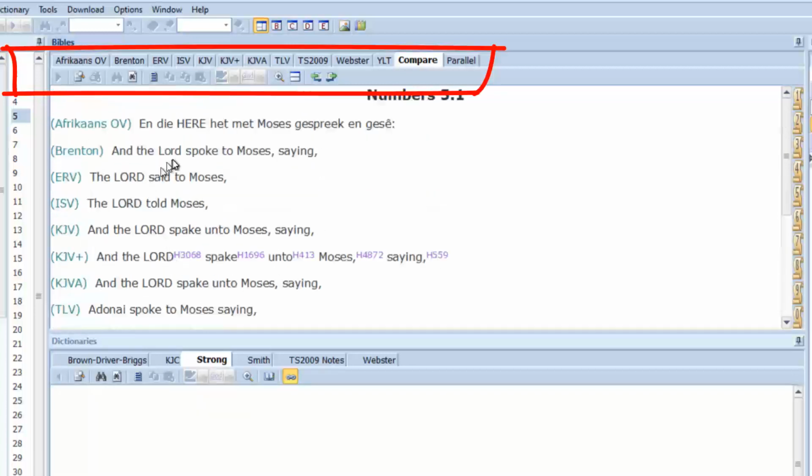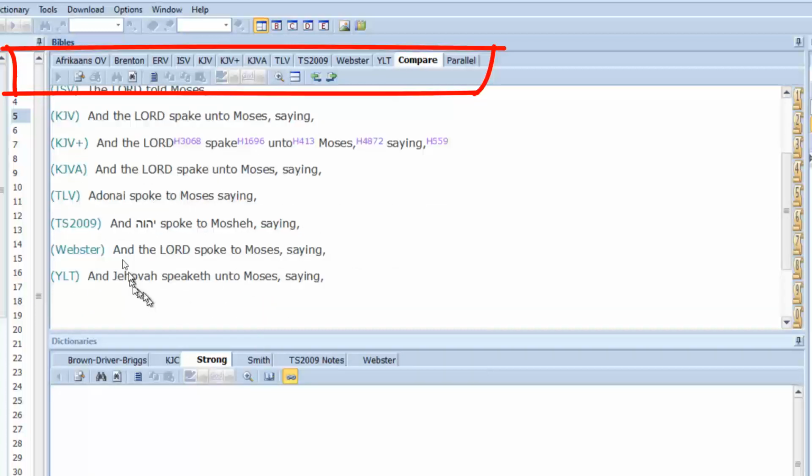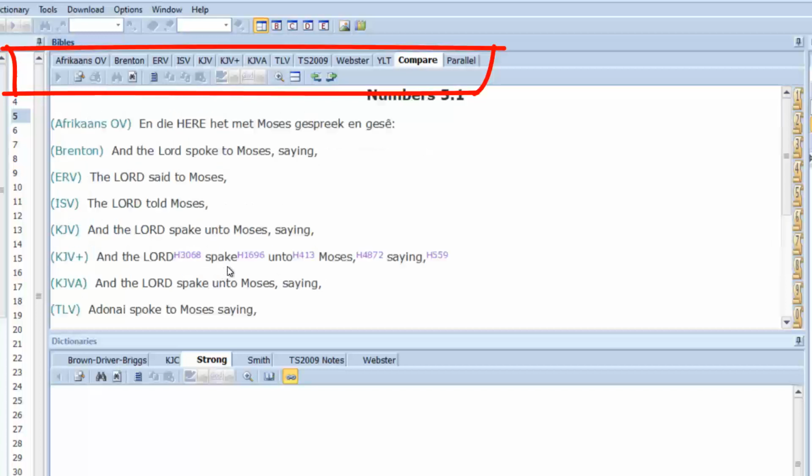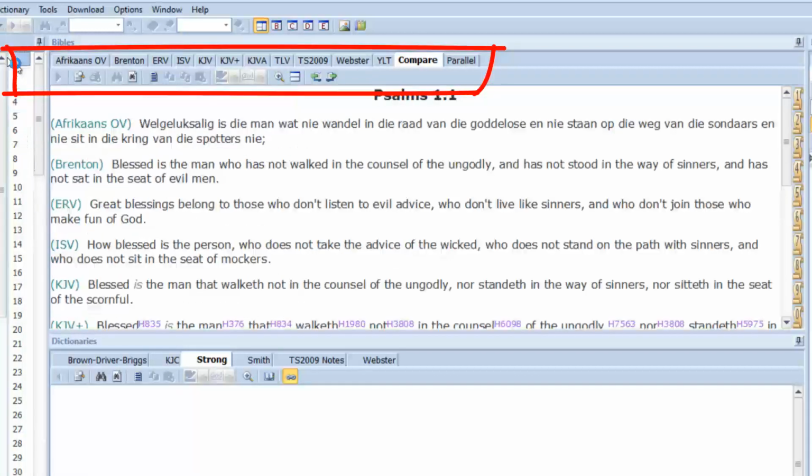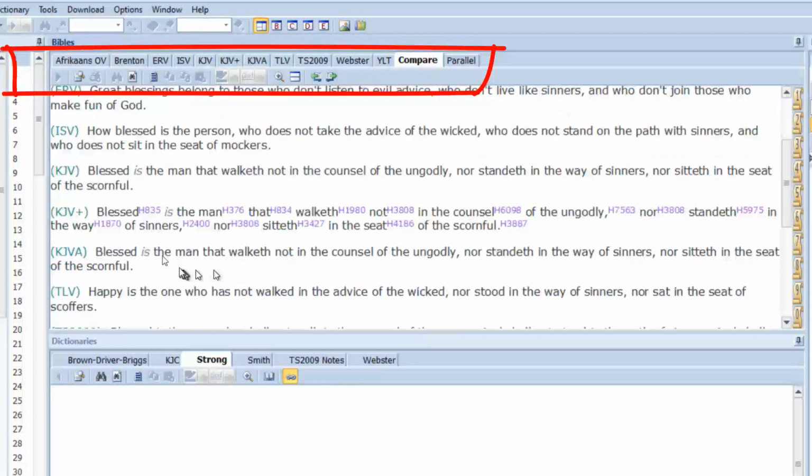So, for instance, this specific verse says, and the Lord spoke. But the TLV says Adonai, Webster says the Lord, and the YLT says Jehovah. So just to give you an idea, but of course this is just a very easy example. When it comes to more difficult verses, you can really go deep into the meanings of words when you have your comparison like this, and especially when you have your King James with your concordance numbers. Let's look, for instance, at the word ungodly.